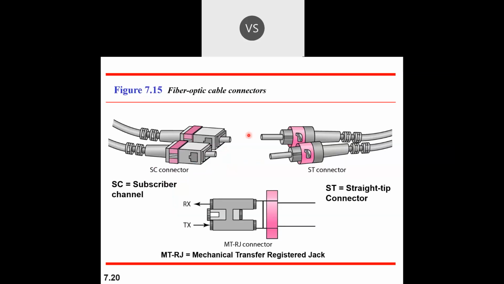These are the connectors. These are the optical connectors, which is the subscriber channel, straight tip connector type of cable we have. There are some MT-RJ connectors, but there are two cables simultaneously. Why are there two cables simultaneously? Because one is for transmitter, one is for receiver. So such a pair of two cables, one for RX, one for TX. So there are dual pin cables available for those MT-RJ, mechanical transfer registered jack.